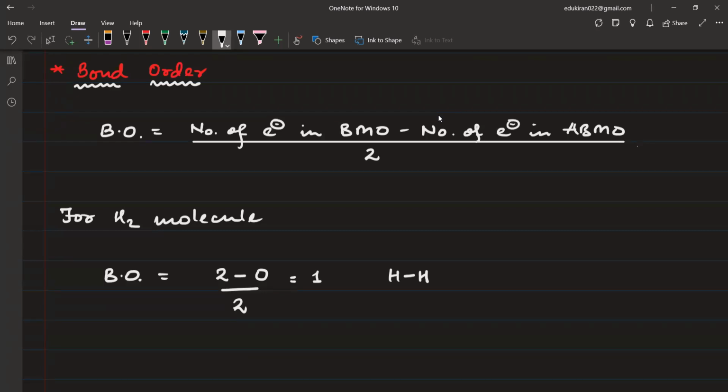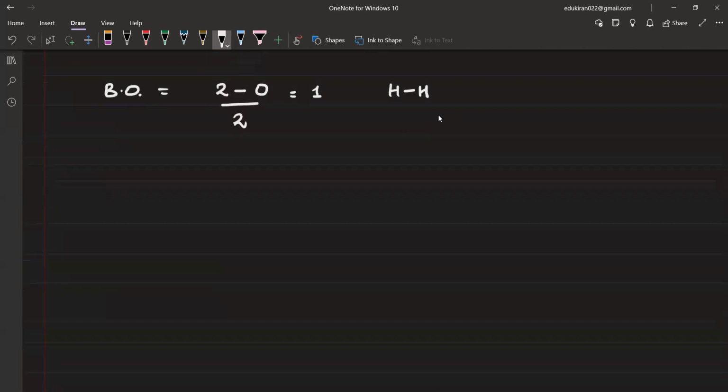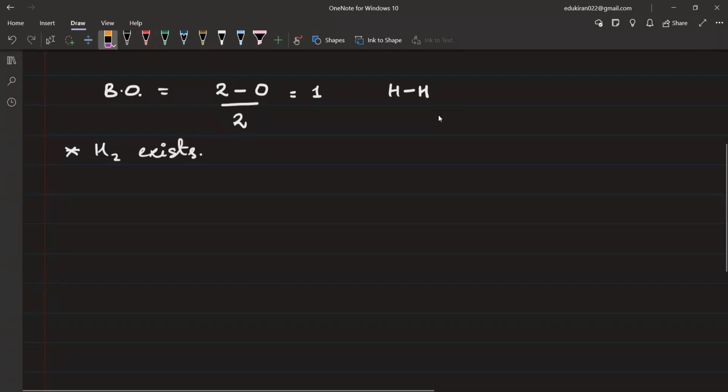Okay, moving on. Now, when bond order is equal to 1, that means a bond exists between the hydrogen atoms. So I can say that H2 exists. Okay, H2 exists. Now write formation of, or rather I can write MOD of He2.